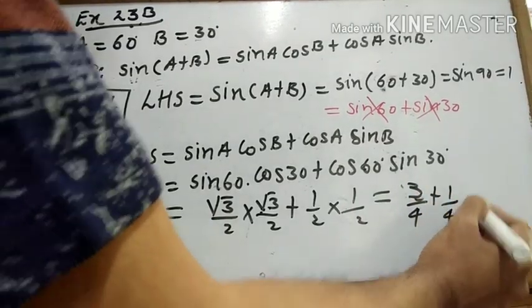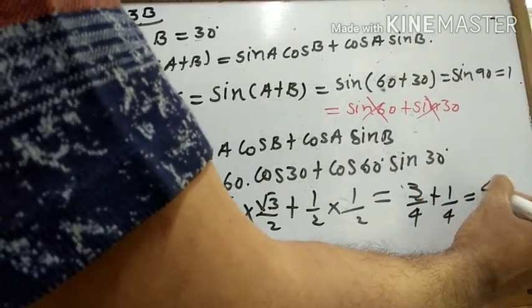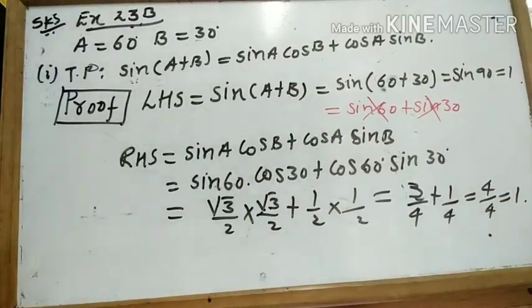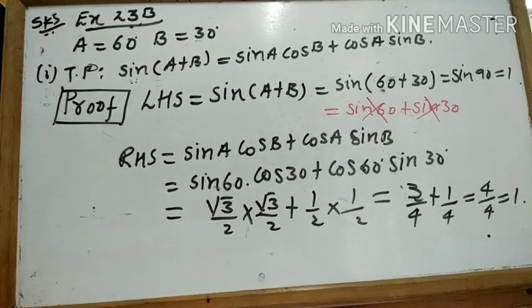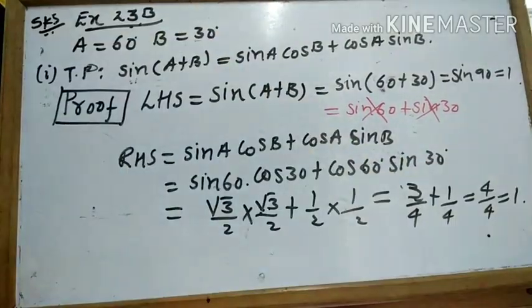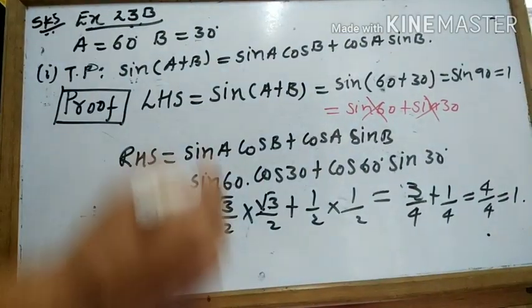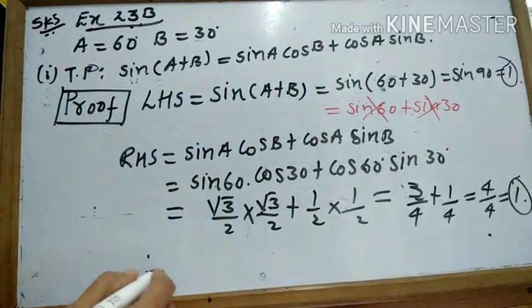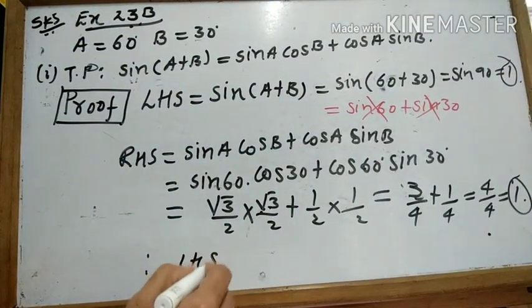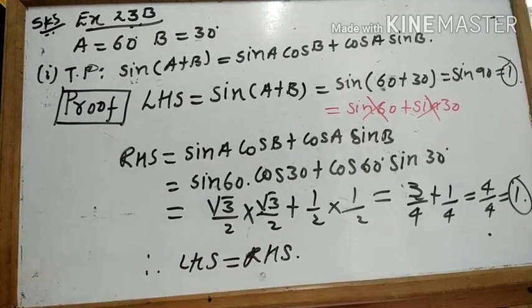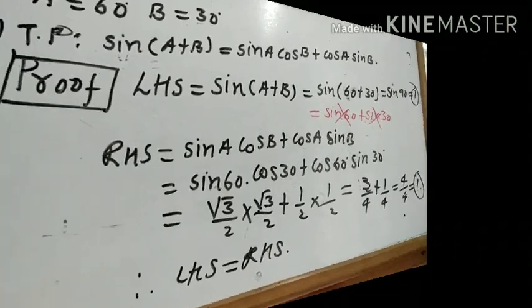Plus 1 upon 4. And I told you in the previous lecture, you should know your addition and subtraction of fractions very well. 3 over 4 plus 1 over 4 will be 4 over 4, which will be equal to 1. LHS's final value was 1. RHS is also 1. So my conclusion is that LHS equals RHS. This is the way you have to present this particular question.